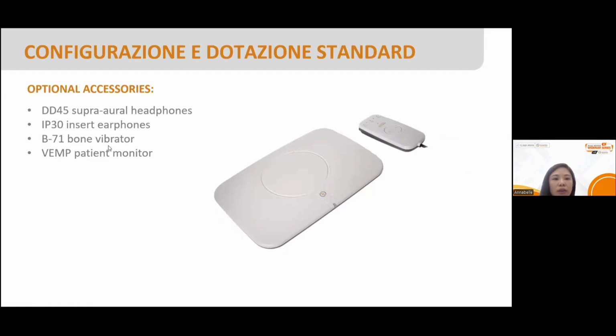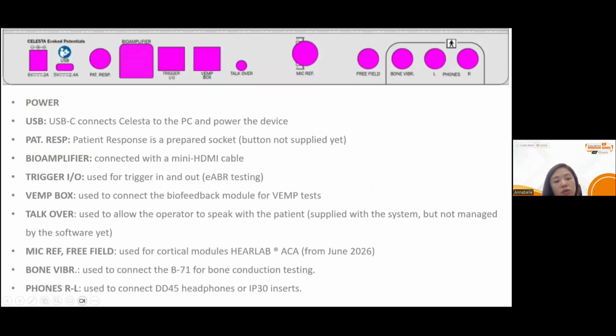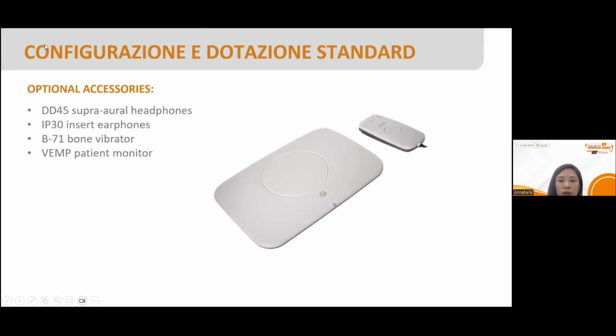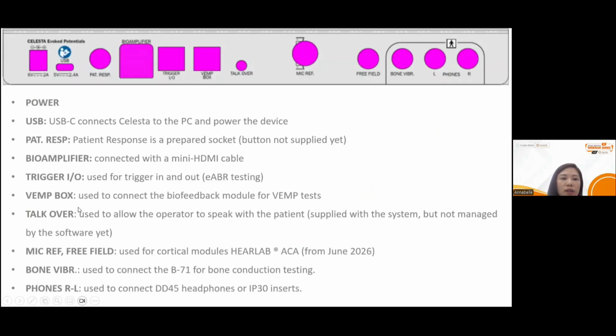And then you may also add the VEMP patient monitor and the bone vibrator, which we sometimes use when we do ABR, and then the IP30 insert earphones. Okay. And then we got the power and a lot of connectors at the back, the rear panel of the box. You know the box. This is the main unit, and this is the rear panel, the Celesta rear panel. We got all these insert hubs.